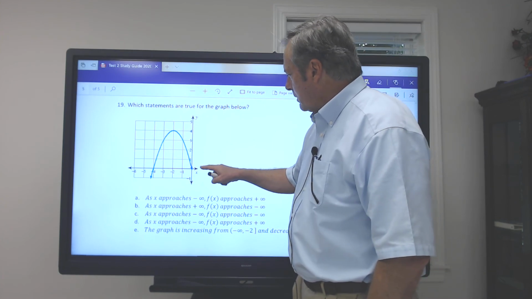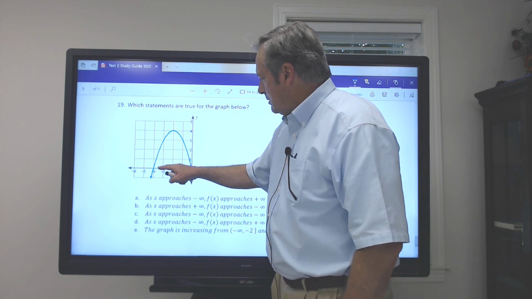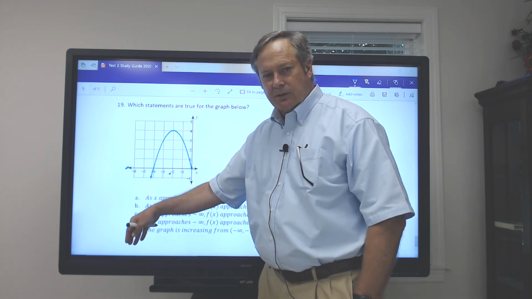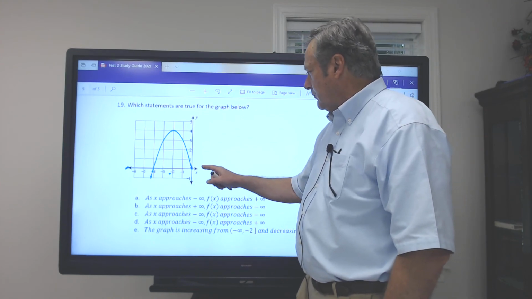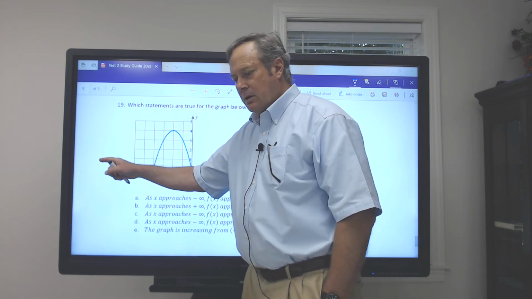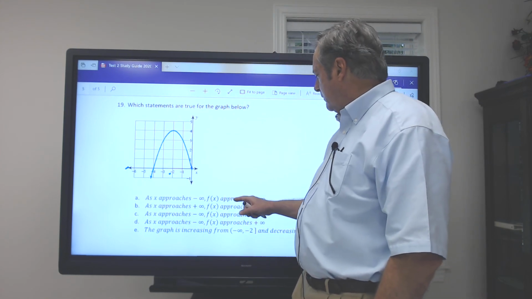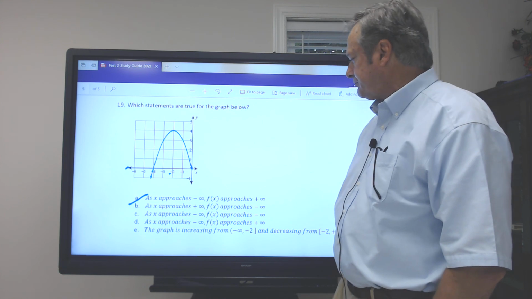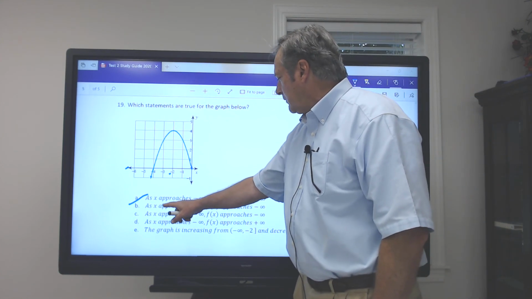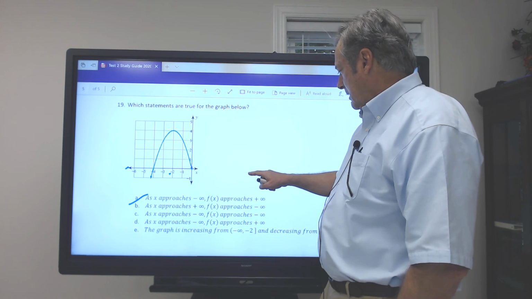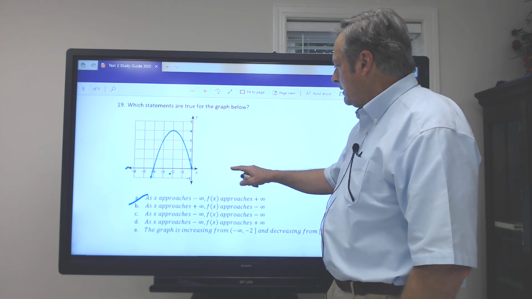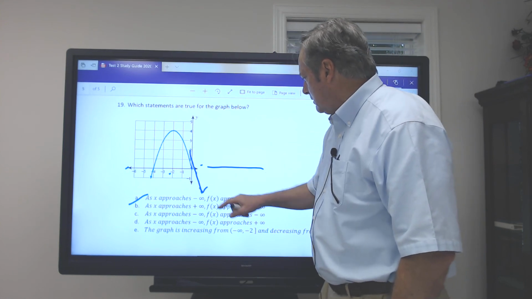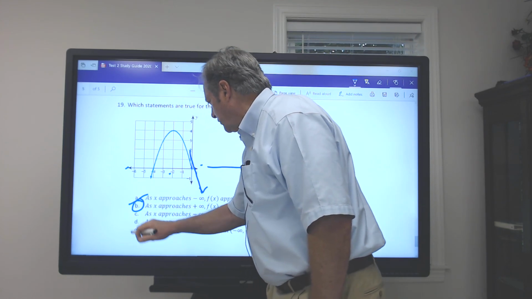So in other words, as we're going to the left, is the graph going up or down? It's going down, isn't it? Again, as x approaches negative infinity, that's this way, f of x, or in other words, the y values, are they going up, approaching positive infinity? No, they're not. So that one's out of there. All right, how about this? As x approaches positive infinity, f of x approaches negative infinity. Yeah, that's right, isn't it? Because as you're going this way, that thing is going to continue to go down. So we know that B is true.